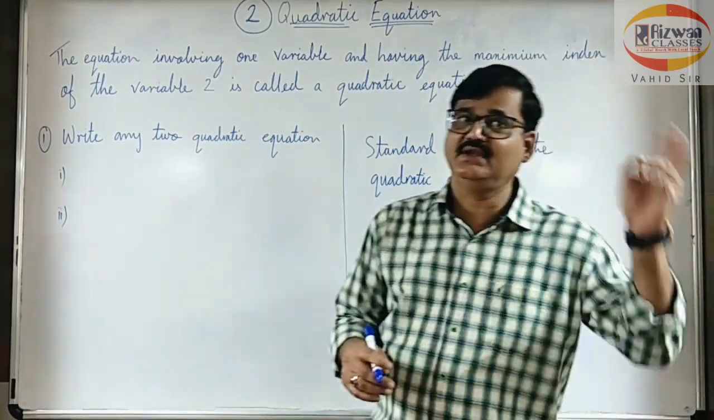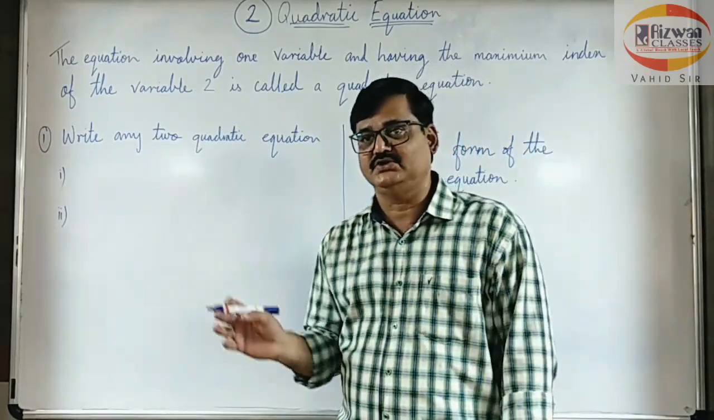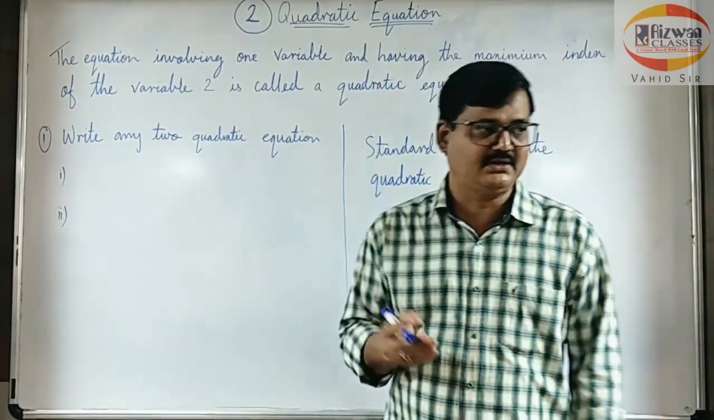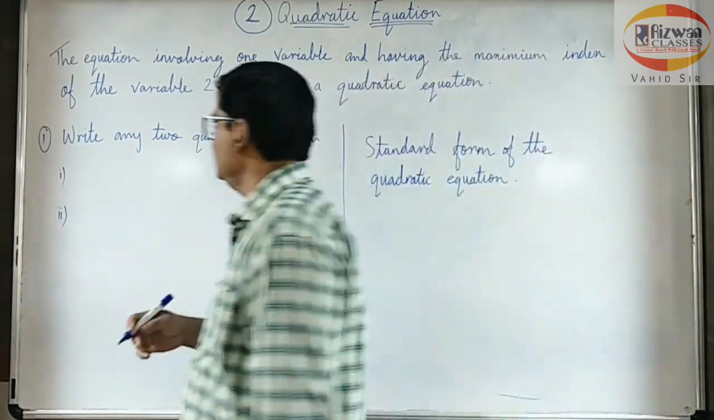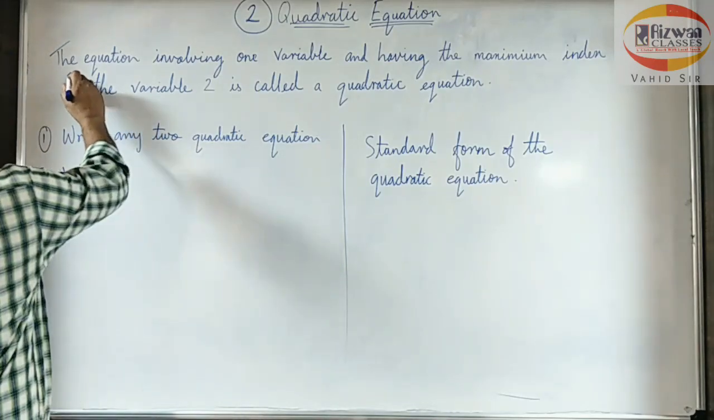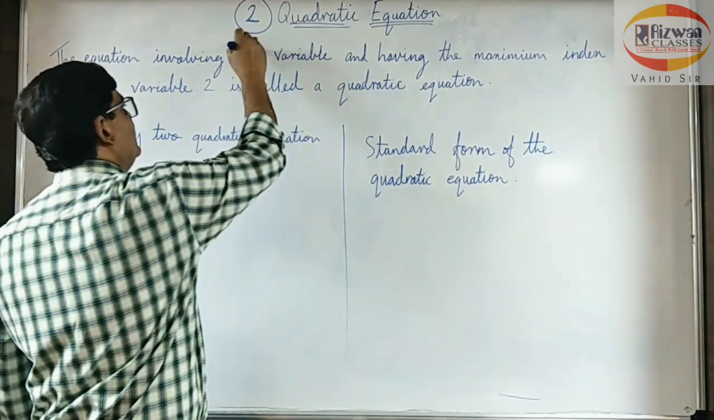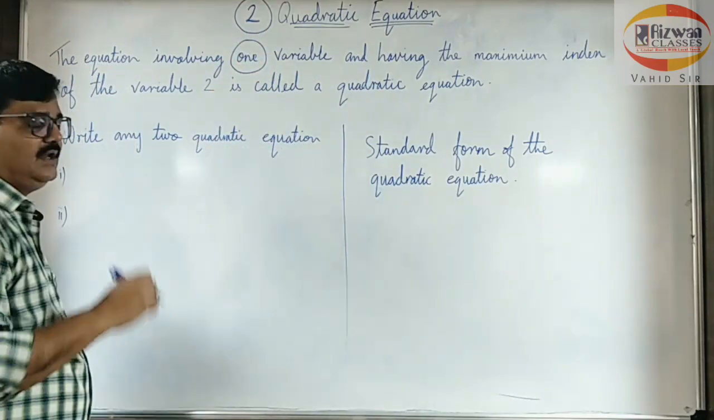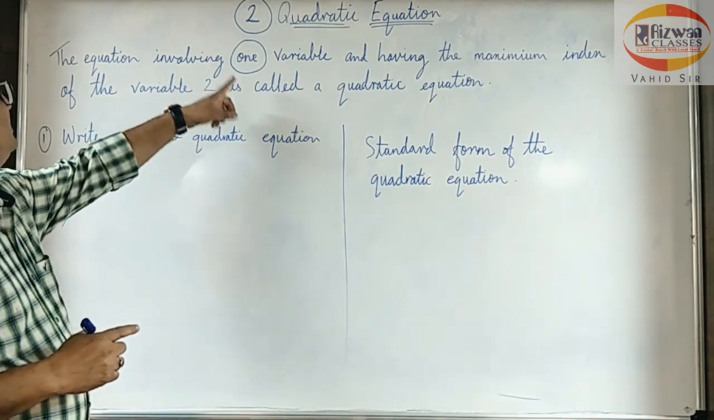How we studied about the linear equation in two variables, ax plus by plus c is equal to 0. That is what we studied in the linear equation in two variables. Now we are going to study the quadratic equation. Here the quadratic equation involves one variable.